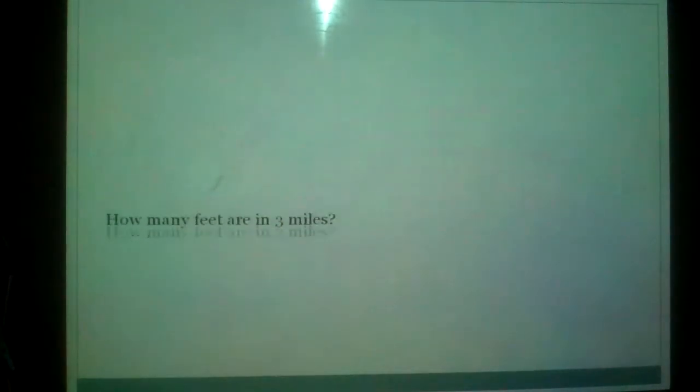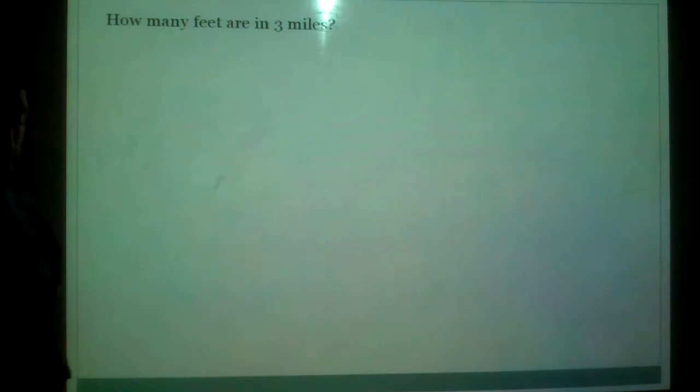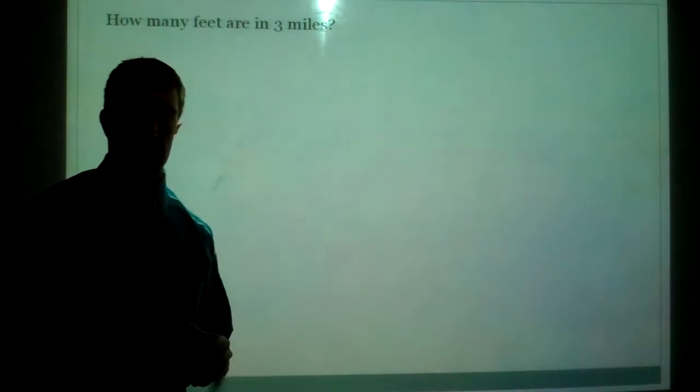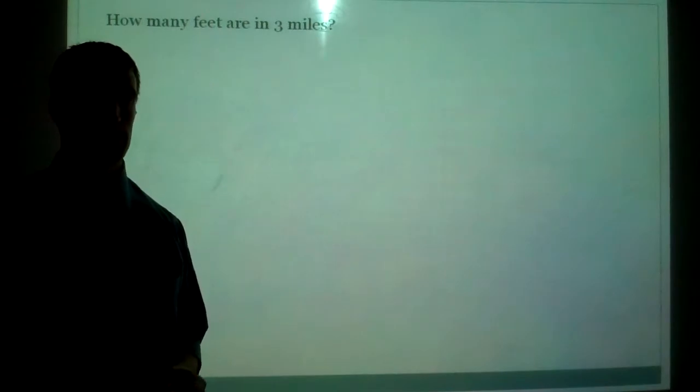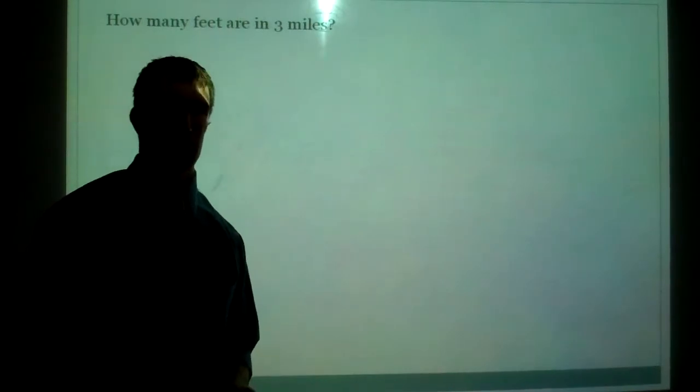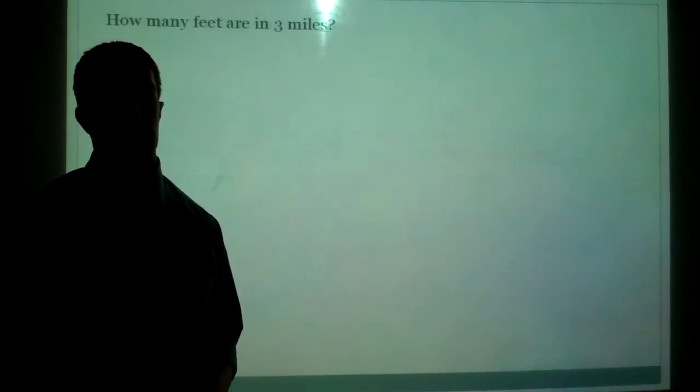But I also came up with my own. And our first question here, how many feet are in 3 miles? Now the way that I'm going to do this is a little different than probably most of the students do it, but I want to show them this because later on when we're doing those more advanced calculations, this system will help them a lot.